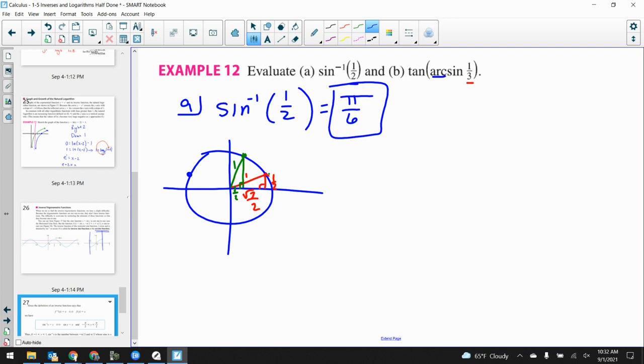Another way that we could have written that is what we introduced in Algebra 2 when we use capital S sine. That's another way to really reinforce the fact that we're only going to use the restricted values.